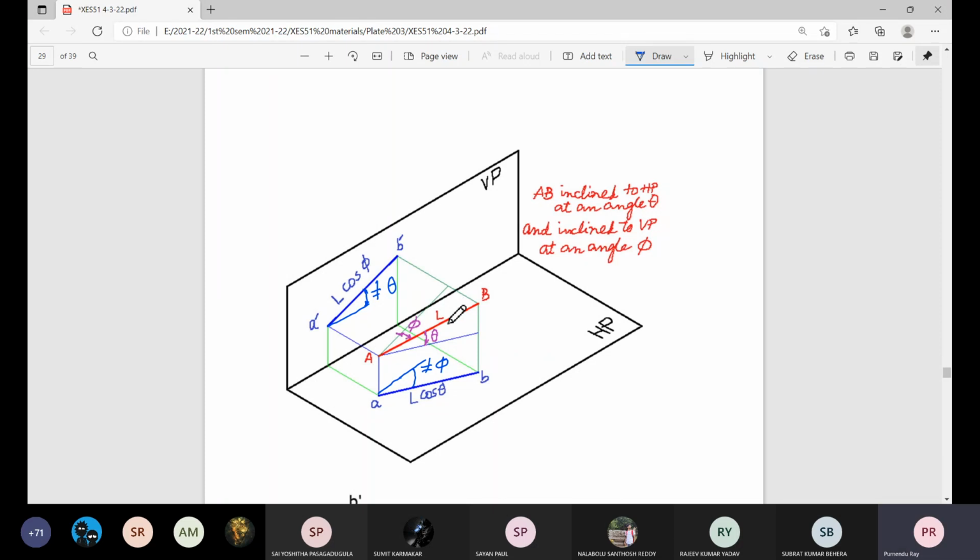So length of plan L cos theta, length of elevation L cos phi, relative height between A and B is L sin theta, and relative distance between A and B with reference to the vertical plane is L sin phi. So these 4 geometrical values must be satisfied. This is the primary clue, but we do not use a calculator. We do not measure this length for those calculator values. Simply drawing will give you everything.